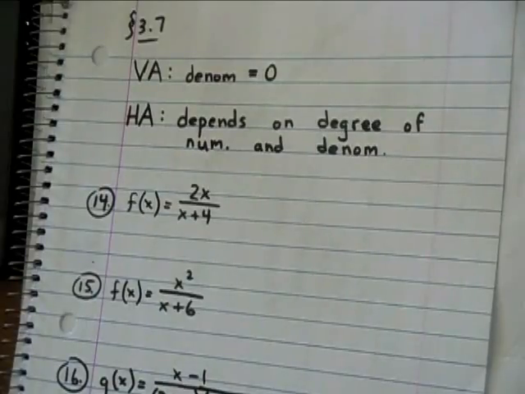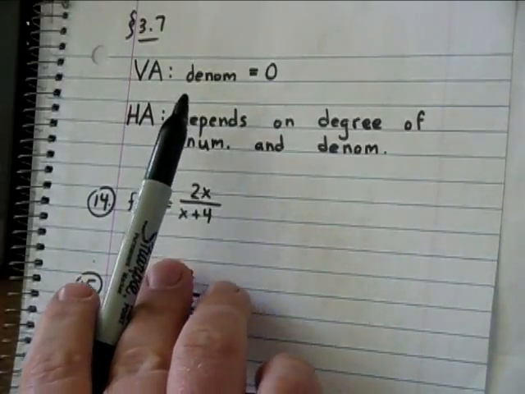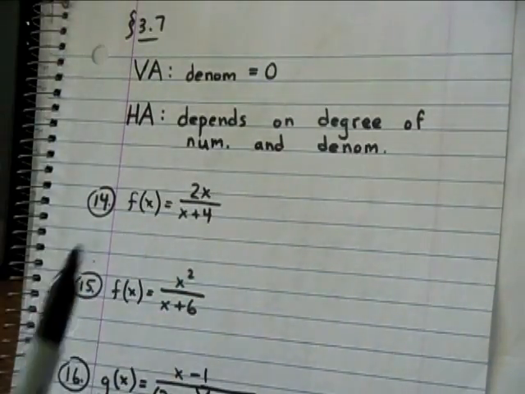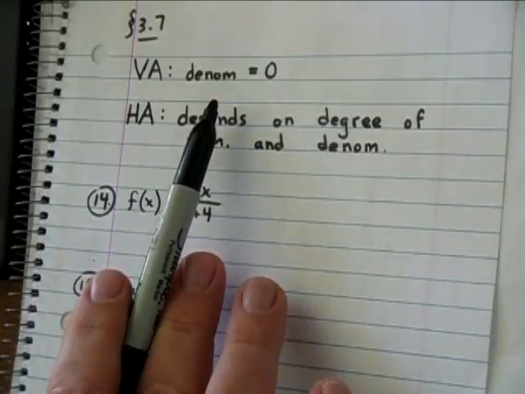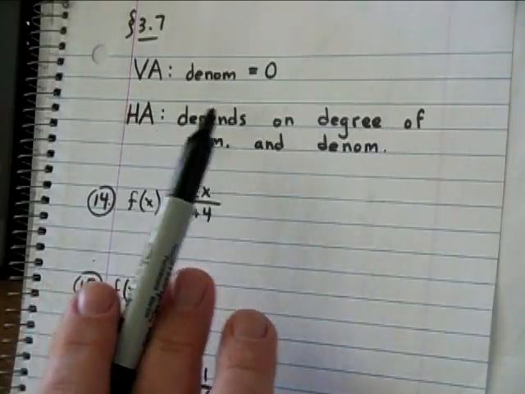In section 3.7, the first type of problem that we see is simply asking you to find the equations of the vertical and horizontal asymptotes. And in general, vertical asymptotes can be found by setting the denominator of your rational function equal to 0. So that is pretty straightforward in every problem. That's how to find a vertical asymptote.